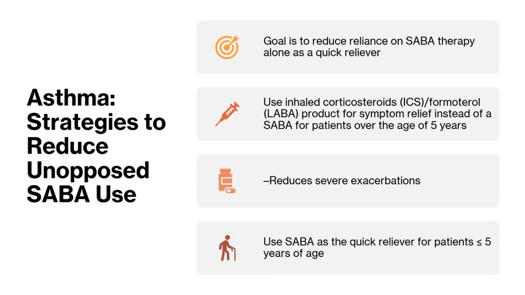So asthma strategies to reduce unopposed SABA use. The goal is to reduce reliance on SABA therapy alone as a quick reliever. Use the inhaled corticosteroid, the ICS-LABA product, for symptom relief instead of SABA for patients over the age of 5. Reduce severe exacerbations, and then use SABA as a quick reliever for patients less than 5 years of age.